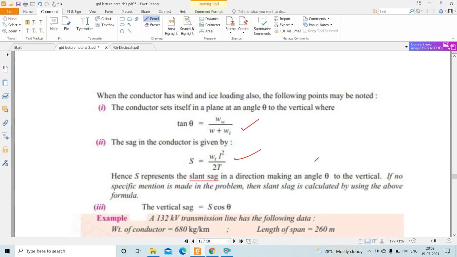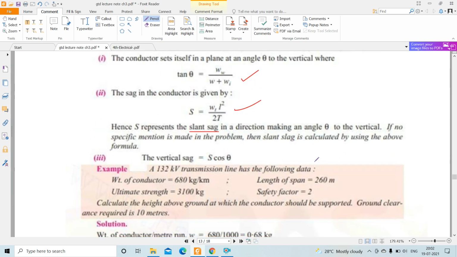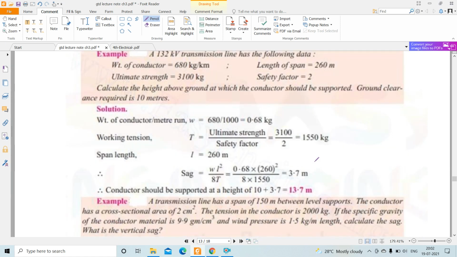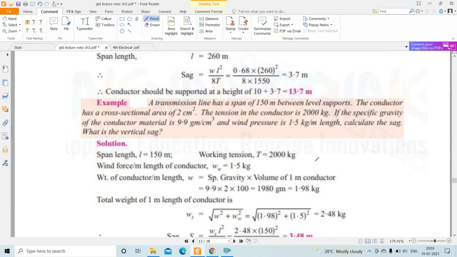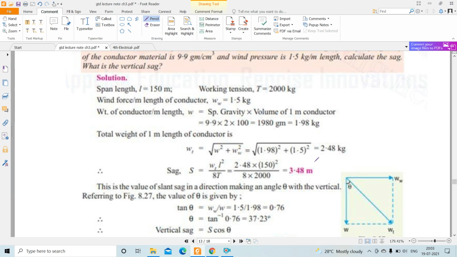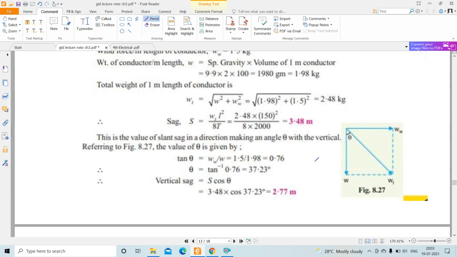Clearly understand about the sag. These are some problems which are mentioned over here. Just follow this video and go and solve these problems. I already taught you in the online classes and solved many different types of problems related to sag calculation. Just go through all these types of problems and solve them. If you have any doubt, then ask me in the class.